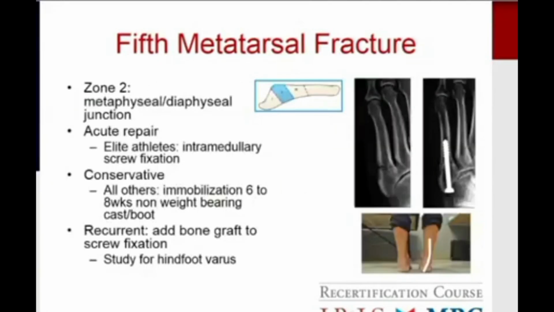They must be distinguished from zone 2 injuries, which are the so-called Jones fractures. These are treated differently depending on the type of person that sustains that injury. If you are an elite athlete and you need to get back on the field sooner, we use intramedullary screw fixation to course over the fracture itself, compress it, and allow it to heal sufficiently. If you're someone who's not an elite athlete and you have some time, those patients are more often treated conservatively. So you can treat Jones fractures conservatively by making them non-weight bearing anywhere from 6 to 8 weeks and then allowing progressive weight bearing thereafter.